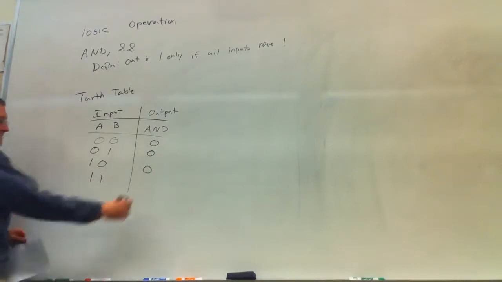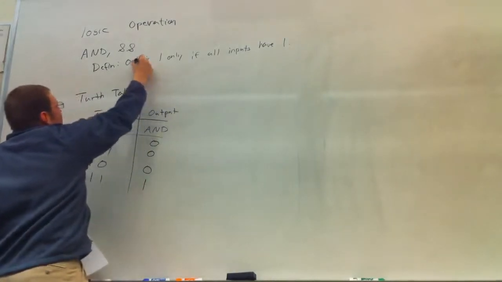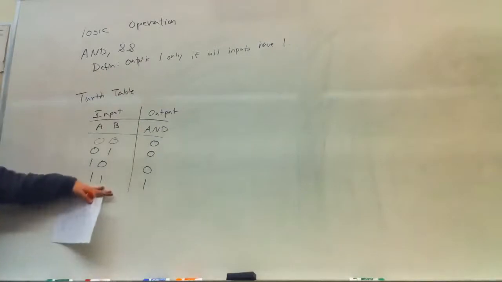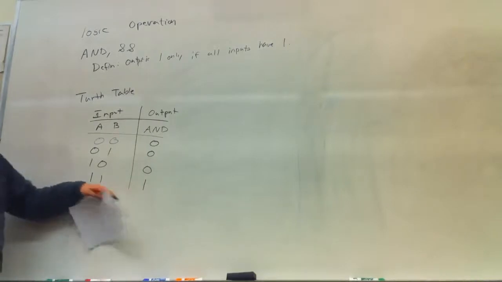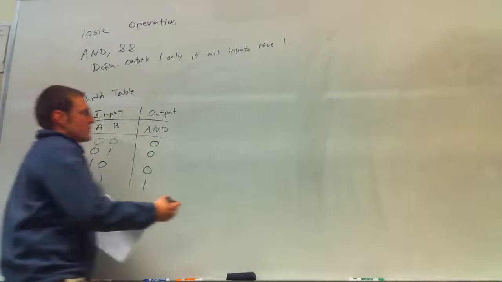is 1. So output is 1 only if all inputs are 1. So if I have my 2 inputs, 1, 1 is the only one that gets 1. Right. So this is the truth table for it. So I was doing the operation.